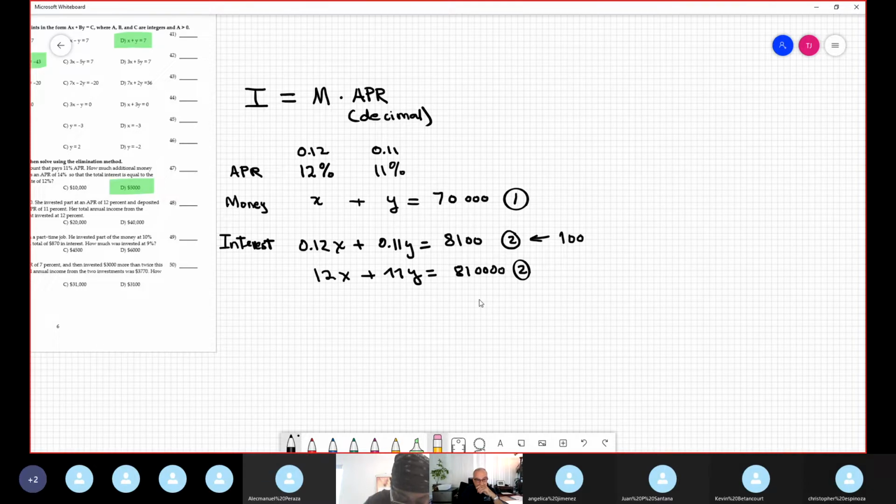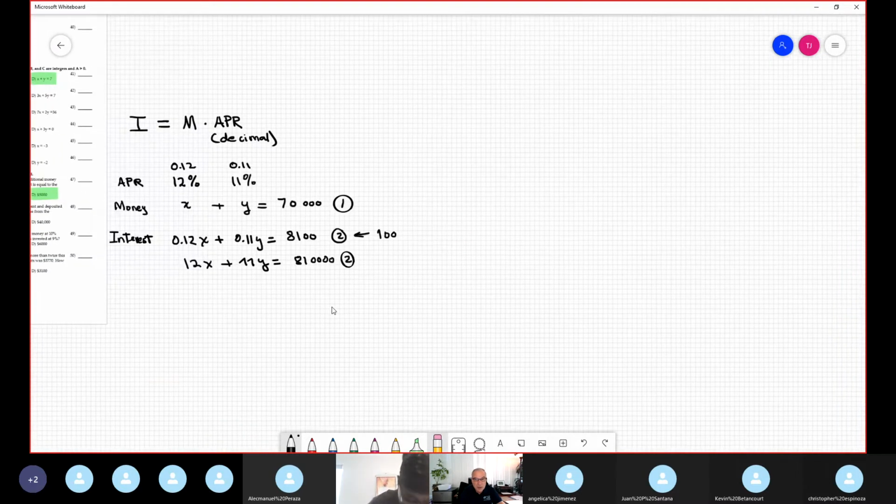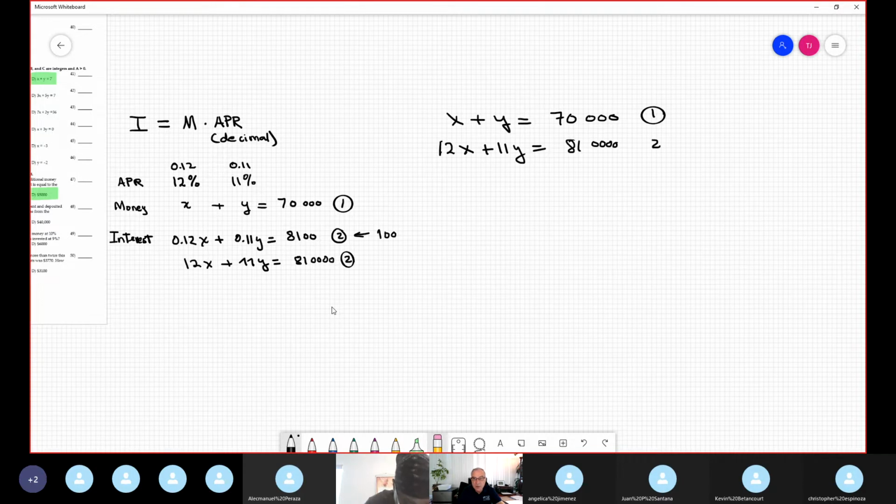I forgot temporarily this equation, so I recopy it again. X plus Y equal 70,000. Equation one. 12X plus 11Y equal 8140. Equation two.